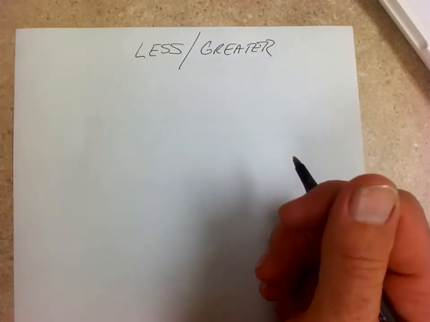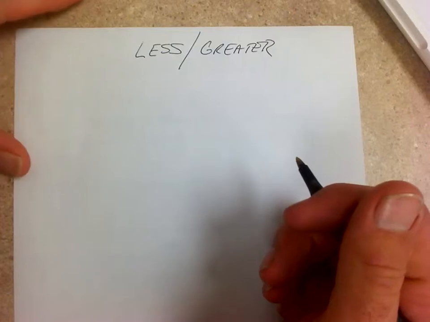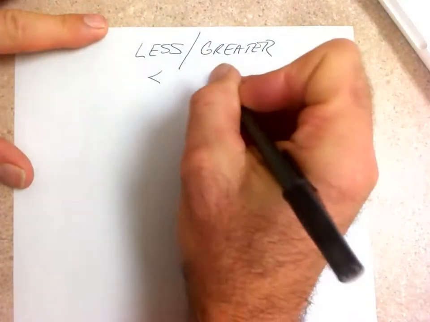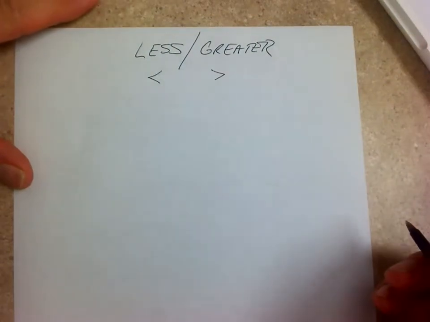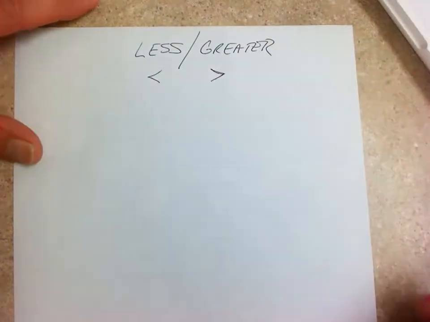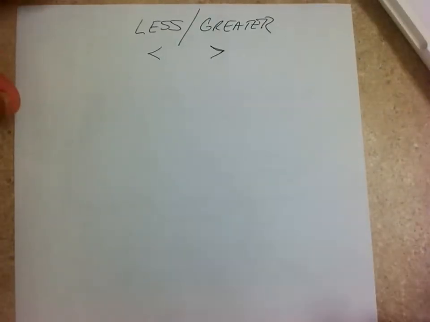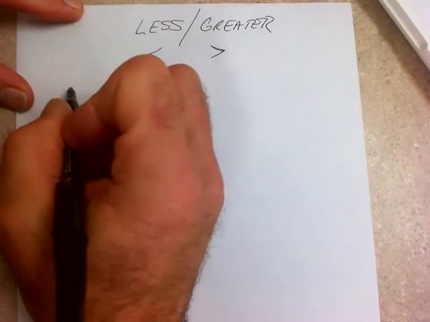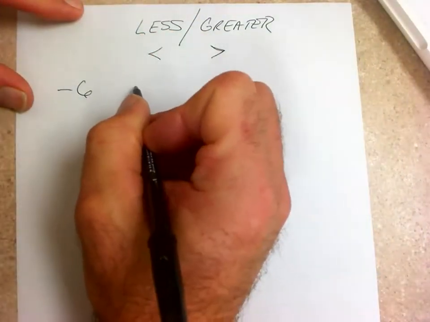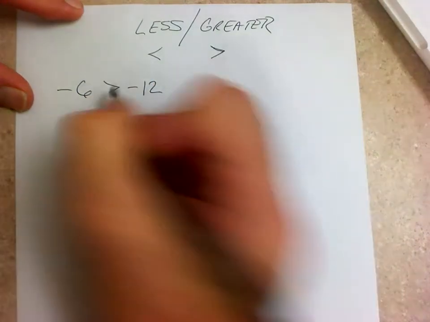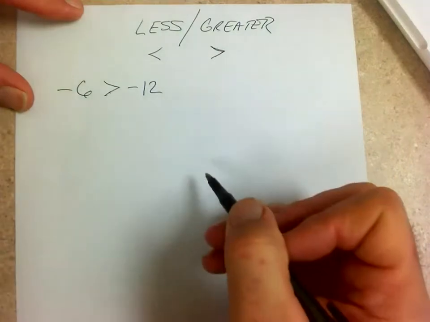All right, so we're in chapter 3 here, and we want to be able to compare our rational numbers, less than, greater than type problems. That's what we have on tap for tonight, and most of us are pretty good if we get asked to compare -6 to -12. -6 is greater than -12.